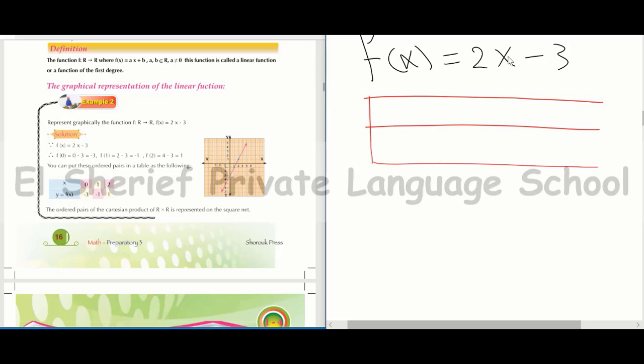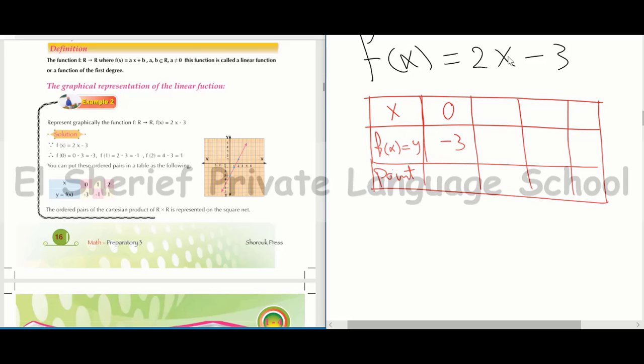make this table. The first here is x, the second here is f of x or y. You can make another row for the point. If we put x as 0, 2 times 0 equals 0, 0 minus 3 equals negative 3. The first point represents this line is 0 and negative 3. So the straight line represents this function passing through the point 0 and negative 3.